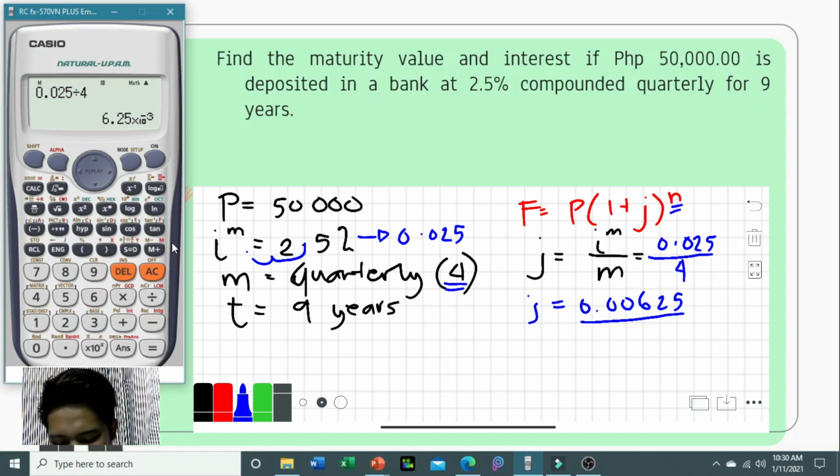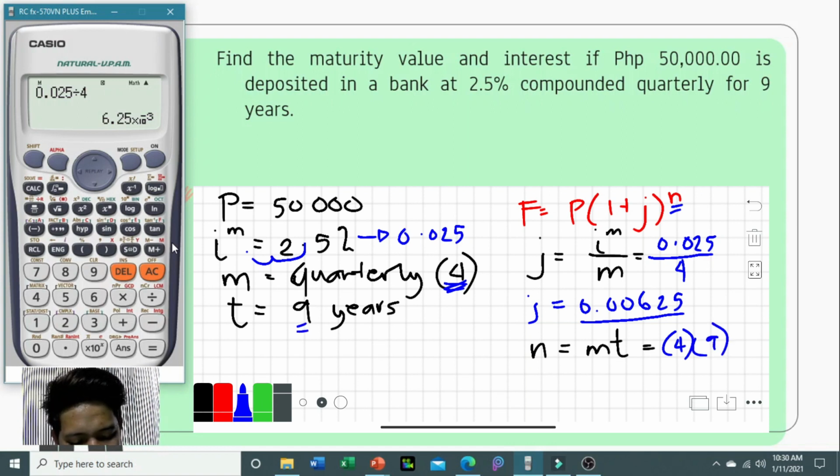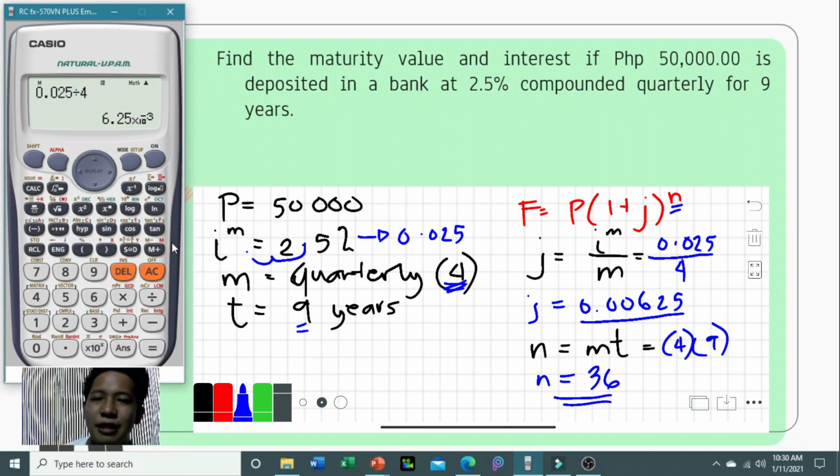Okay? So we first get the value of N, that is N equals the frequency of conversion times the time. And our frequency of conversion, tulad ng sinabi natin kanina, is 4. That is 4 multiplied by the time, which is 9 years. Okay po? Hence, our total number of conversion periods would be 4 times 9. That would be 36. So, ibig sabihin, 36 na beses tayo magkakaroon ng conversion periods. Okay po?